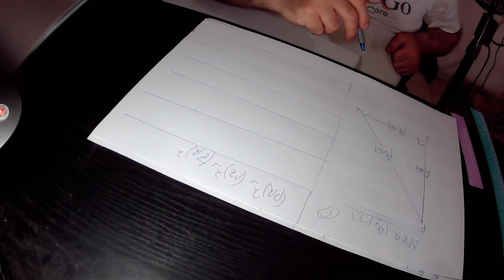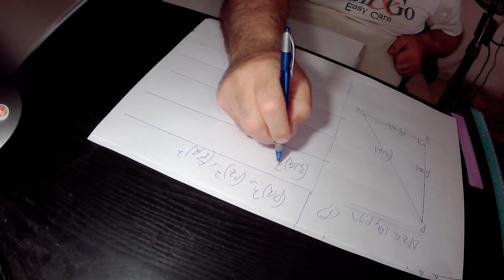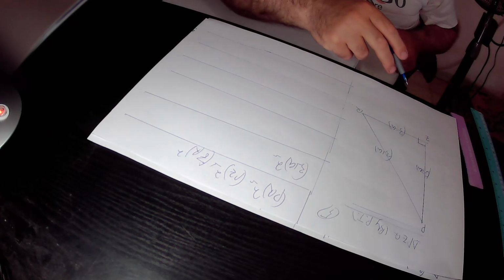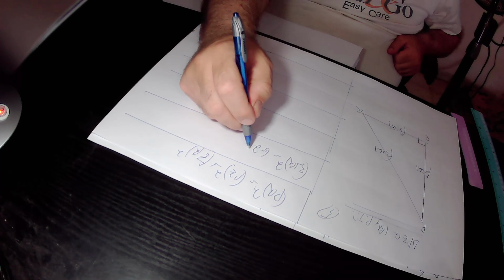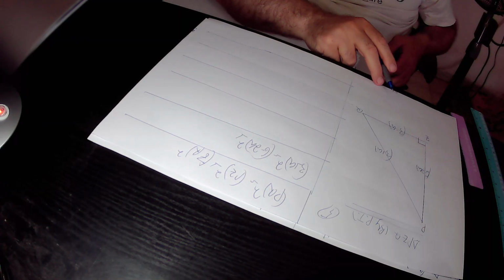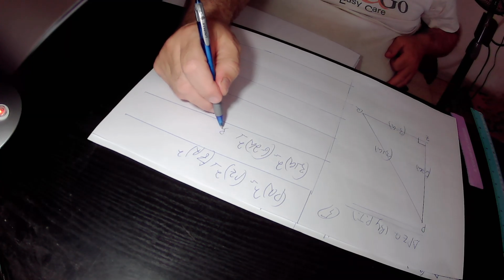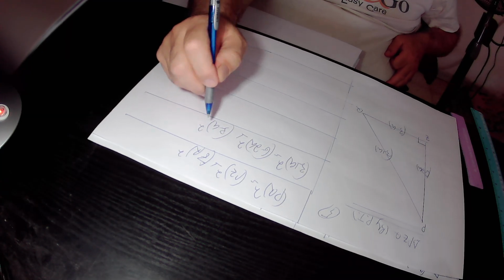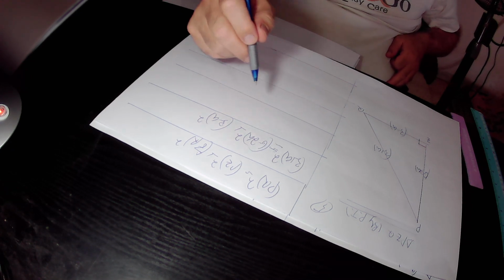PQ is 3 plus A, therefore PQ squared is (3 plus A) squared, and it equals PZ squared. PZ is 6 minus 2A, therefore PZ squared is (6 minus 2A) squared, plus ZQ squared. ZQ is 3 minus A, therefore ZQ squared is (3 minus A) squared. So in conclusion, we shall find out that (3 plus A) squared equals (6 minus 2A) squared plus (3 minus A) squared.